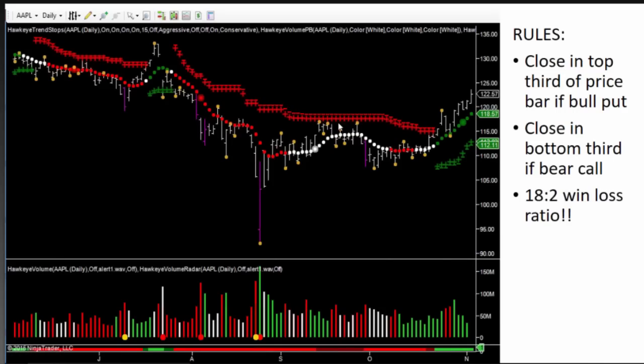Apple. This is from the last time I talked about this. So here we have one go against us, just to prove it's not infallible, because no system is. So we had one against us.